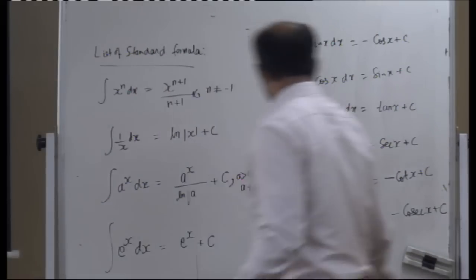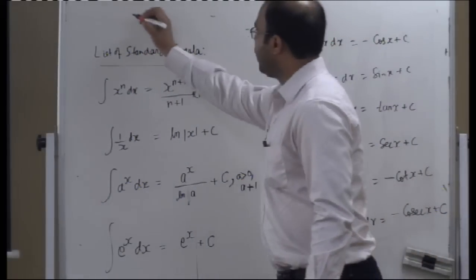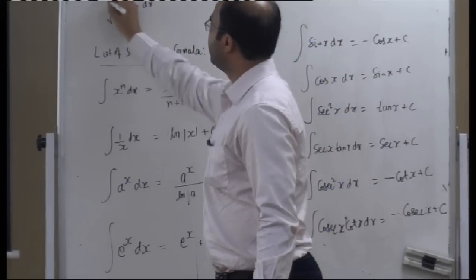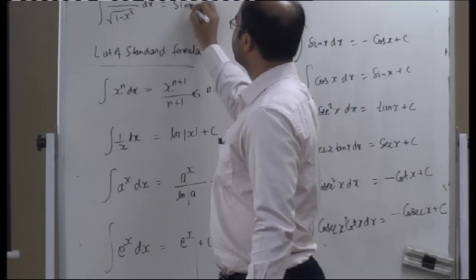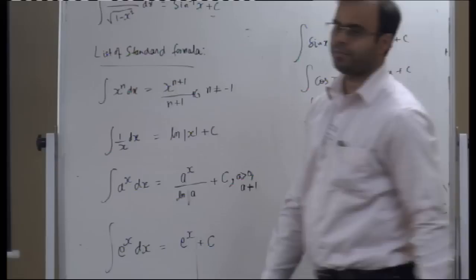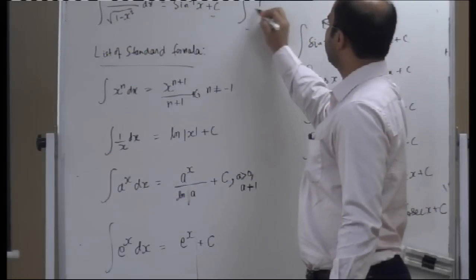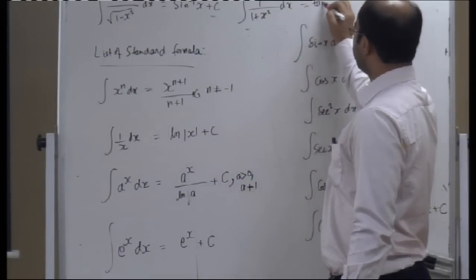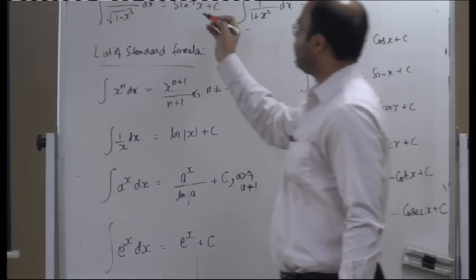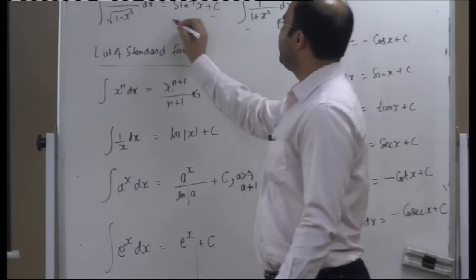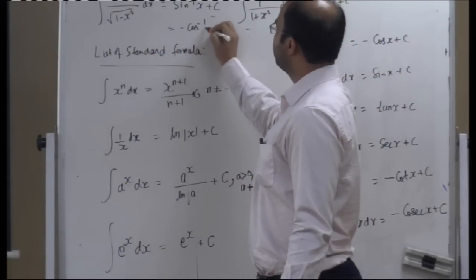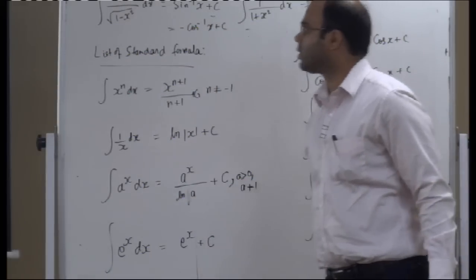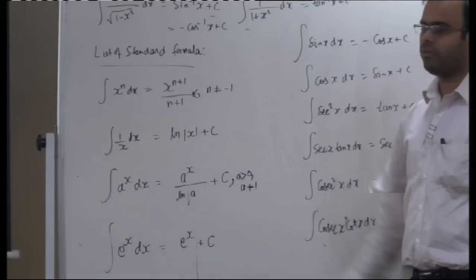Then we have some other formulas again, like the integral of 1 by root over 1 minus x square dx, that would become sine inverse x plus c, and then we have integral of 1 by 1 plus x square dx, that is actually tan inverse x plus c. Here again we have a choice, but generally we prefer sine inverse x. We can take minus cos inverse x plus c as well, because the derivative of cos inverse x is actually minus 1 by root over 1 minus x square.